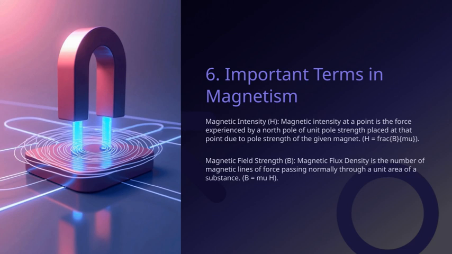By understanding these terms, magnetic flux density and magnetic intensity, we get a clearer picture of how magnetic fields behave and interact with different materials. These concepts are fundamental to grasping how magnets work and how they can be applied in various technologies.